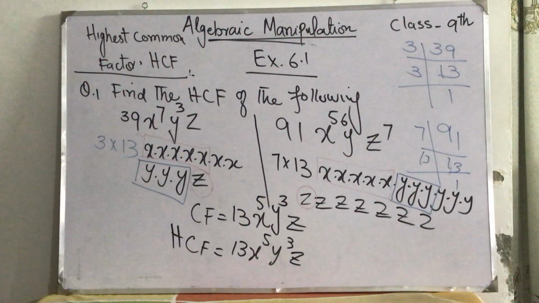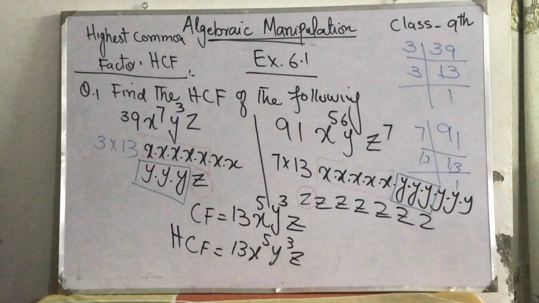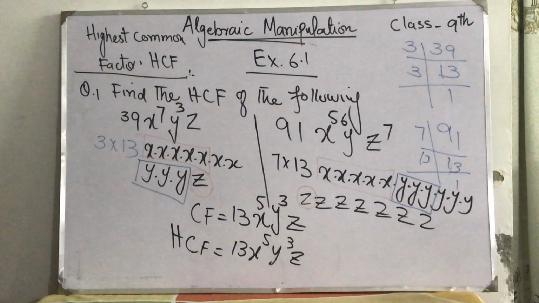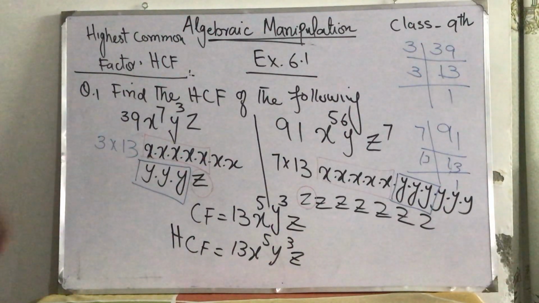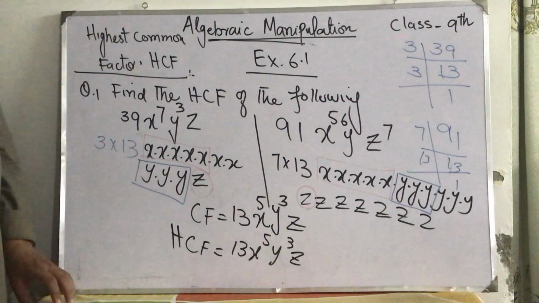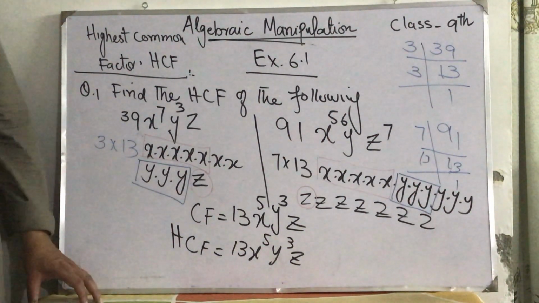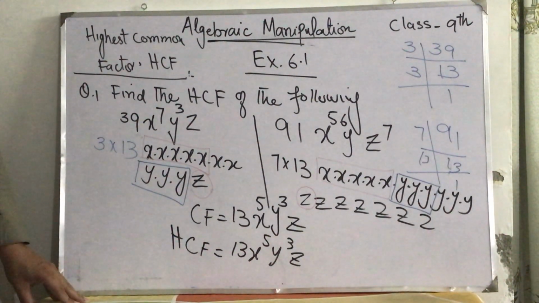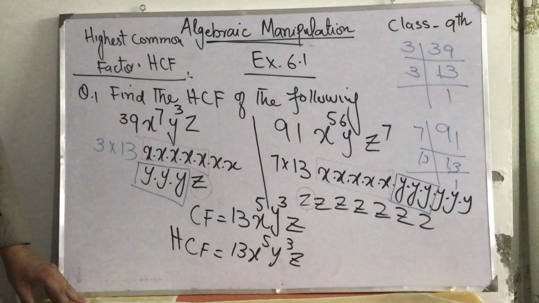With CF we add H and establish it as highest common factors. This is our question number 1. I'm going to repeat once again so you can easily understand our topic. Our topic is highest common factors in chapter number 6, that is algebraic manipulations.